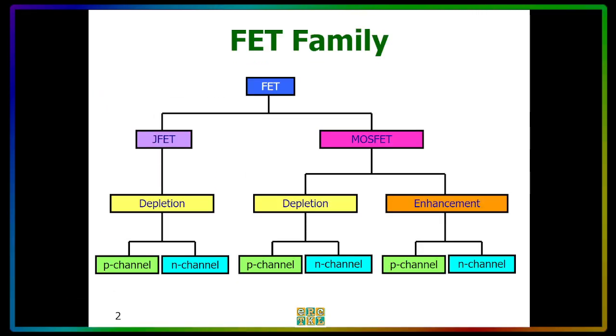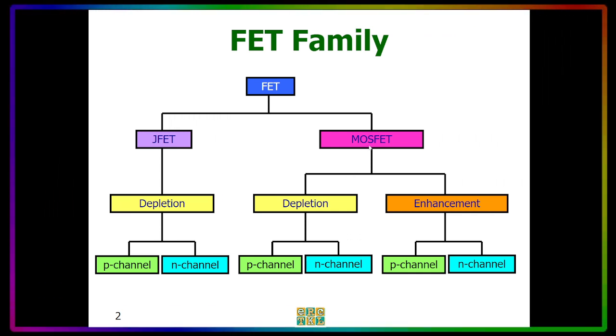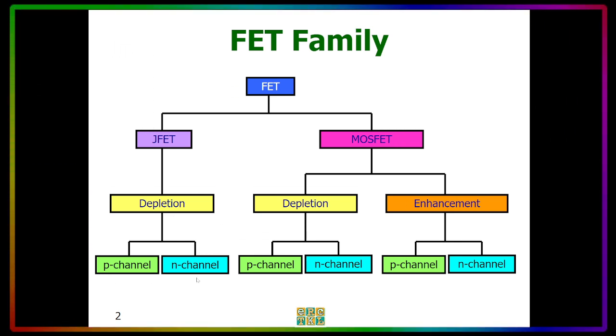So let's start. Now, in the FET, we have what we call the FET family, and the FET family consists of JFET here, and we have another one which is MOSFET. For JFET, we have depletion, and under depletion, we have P channel and N channel, or simply we say P channel JFET and N channel JFET.